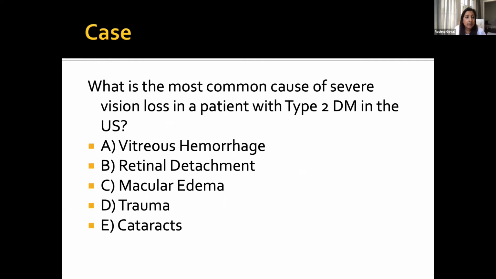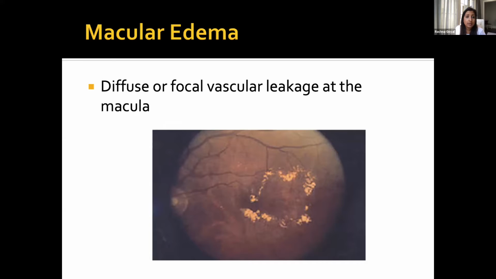Okay, so what is the most common cause of severe vision loss in a patient with type 2 diabetes in the US? A, vitreous hemorrhage, B, retinal detachment, C, macular edema, D, trauma, or E, cataracts. The answer here is macular edema, and I'm going to show you a picture of what that looks like. Macular edema essentially is diffuse or focal vascular leakage at the site of the macula.